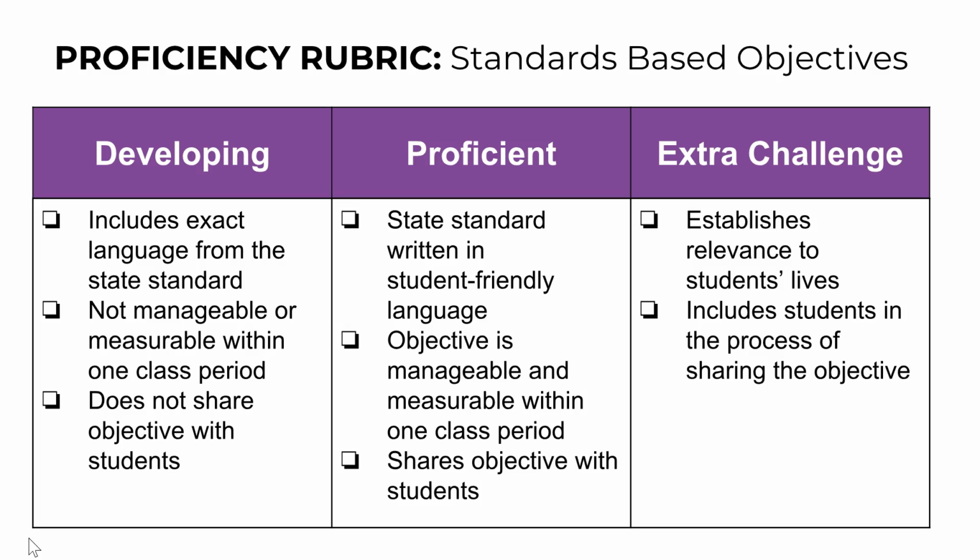So this objective that you create should be manageable and measurable within one class period. And you, of course, need to share the objective with the students. We can't just have it posted and then get on with the mini lesson. We need to actually verbally share it with the students. For that extra challenge, establish the relevance to students' lives. How does this learning come into play later on in life? Is it a skill that we use every day? When do you use it? And finally, for that extra challenge, find a way to include students in the process of sharing the objective.